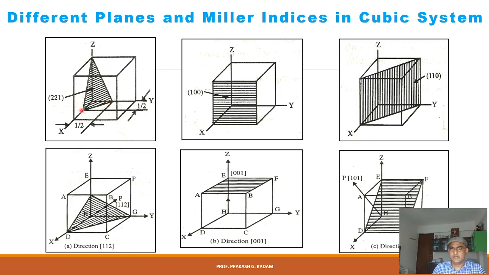First, we have to write the total distance. How much is it? 2. Total distance is how much? 1. Here on the x-axis it is 1, and on the y-axis here it is 1. 1 divided by, it is represented as half. Okay, and then we take the reciprocal of that, and again multiply with the LCM, and we will find the Miller indices: 2, 2, 1.